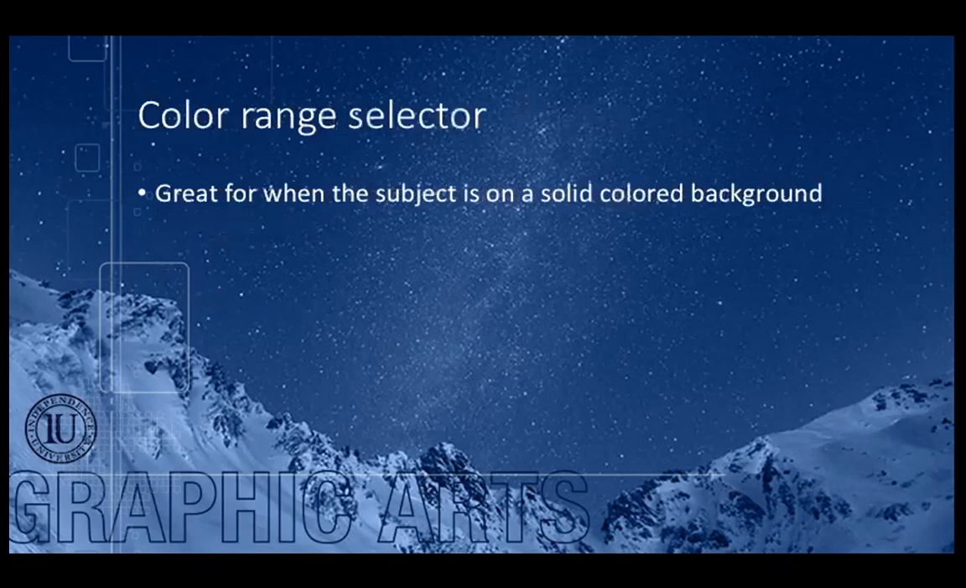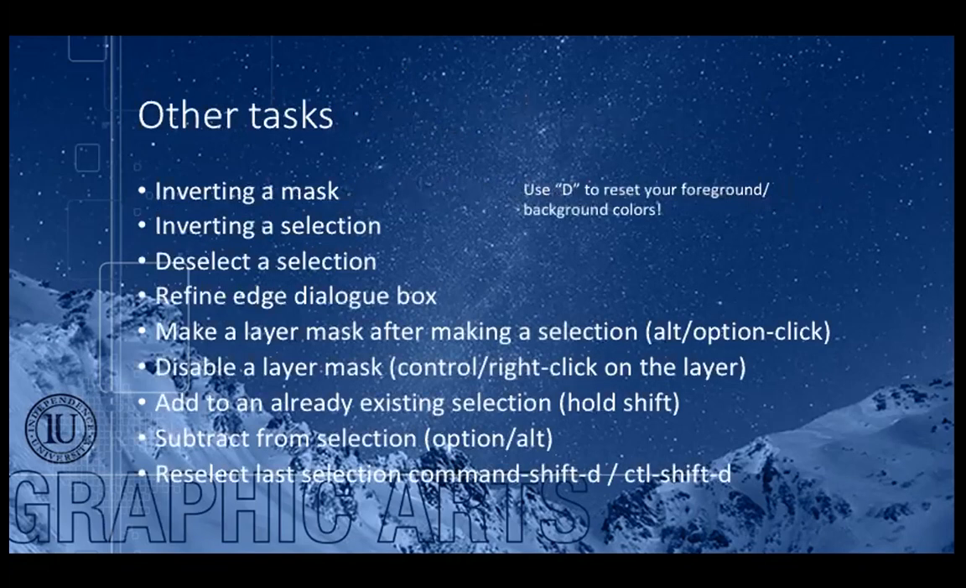Color range selectors are great for when the subject is on a solid color background. It's easier to select from. Other tasks like inverting a mask: when you invert a mask, you are selecting what you originally selected and inverting it. So let's say you selected the subject, say it's a person, with your quick selection tool, and when you do an invert, it basically selects not the person, but what wasn't selected. So it's an inversion of that.